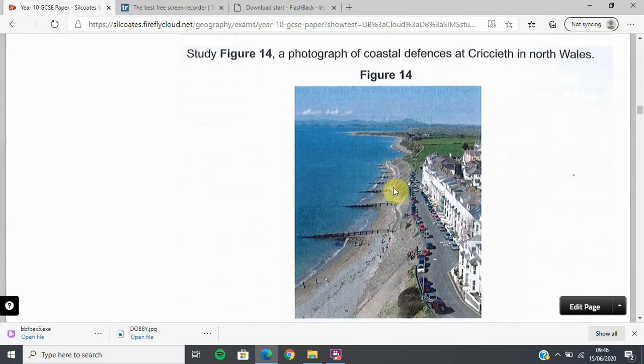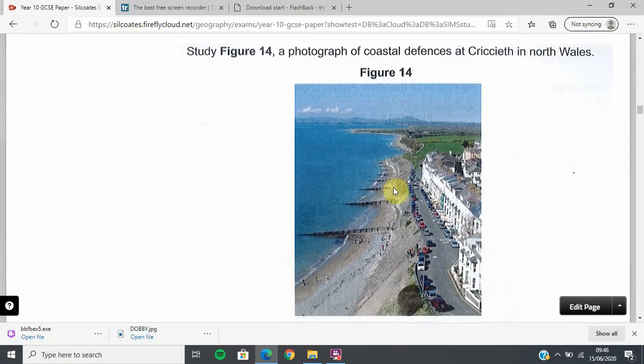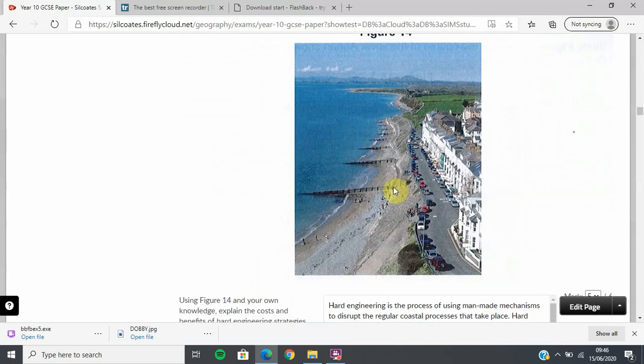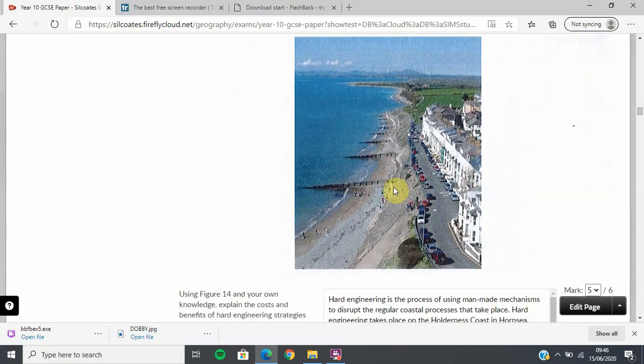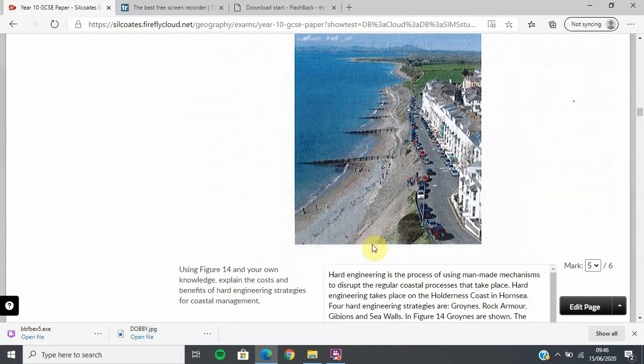So this one then, study figure 14, a photograph of coastal defences at Caerleith in North Wales. So most of you then identified. Now, just a couple of you never mentioned figure 14 in your answer. I mean, this has got to be an absolutely essential part of when you do any question like this. The first words I would have at the beginning here would be in figure 14. Now, it's written down here, so that's fine. But you must make sure it says the first 3 words of this question, using figure 14.